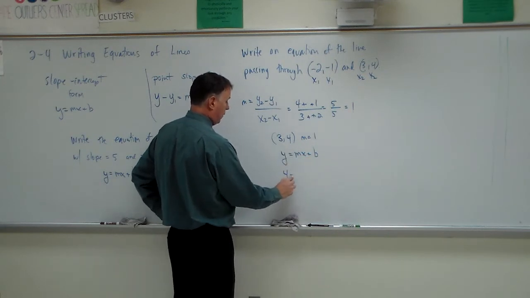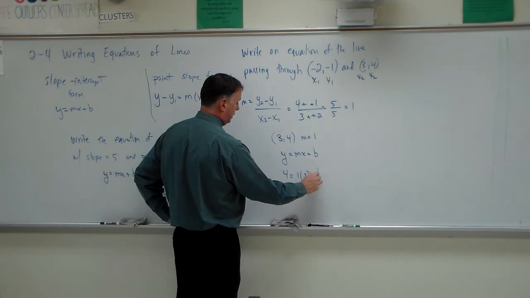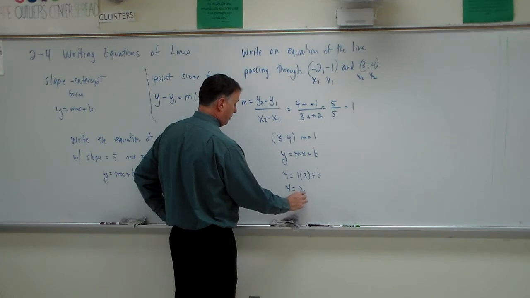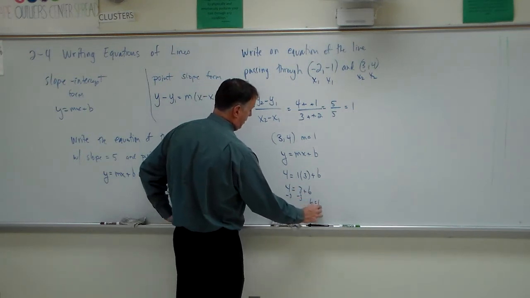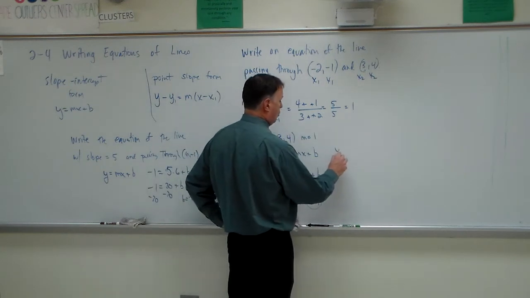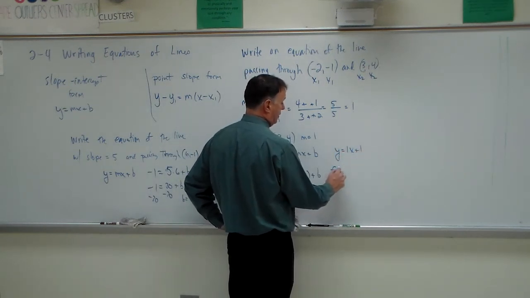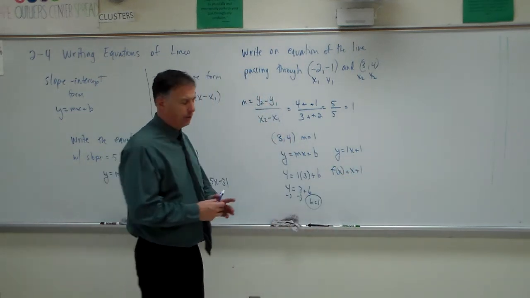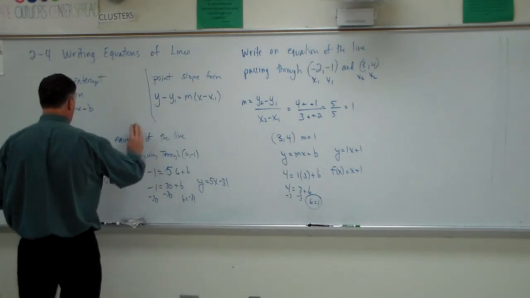My y is 4. My m is 1. My x is 3 plus b. So 4 equals 3 plus b. Minus 3, minus 3. It looks like I got b equals 1. So my equation is y equals 1x plus 1. I could write that if I wanted to as f of x equals x plus 1, because we know that's the same thing, just a different way. A little more sophisticated, okay?